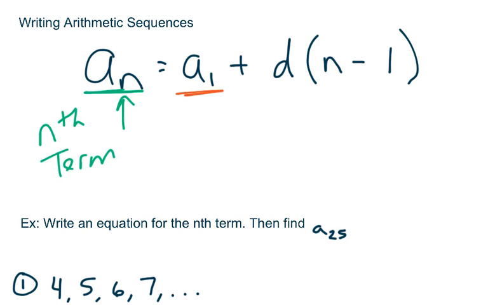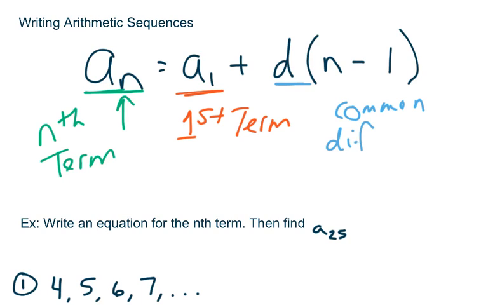A sub 1 is your first term. You're going to have to know that to be able to write the equation for the sequence. And the last one here is d, the common difference. Common difference is d, first term is a sub 1. Now, d can be negative. That's totally fine. If your sequence is decreasing, then you're going to have a negative common difference, and that's okay.